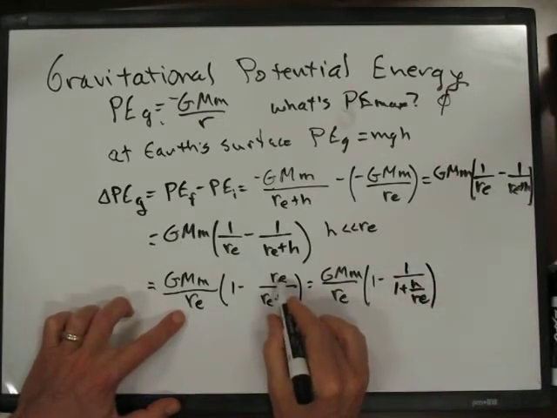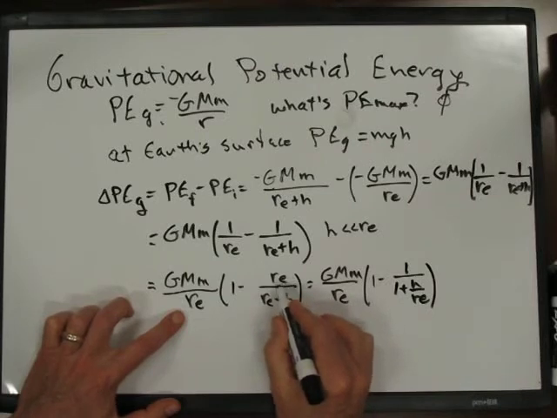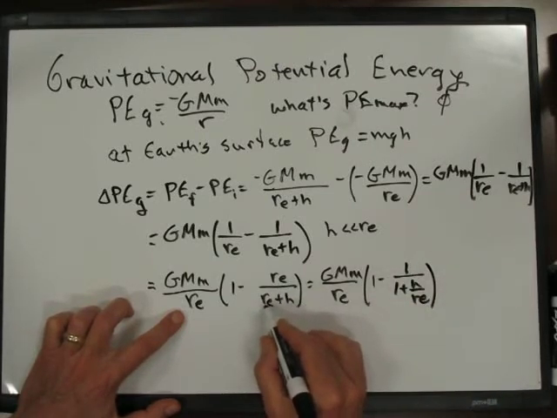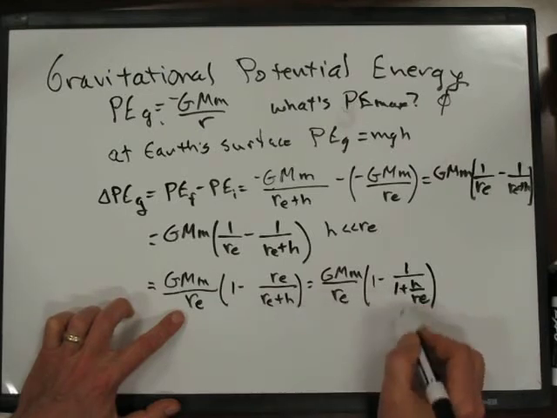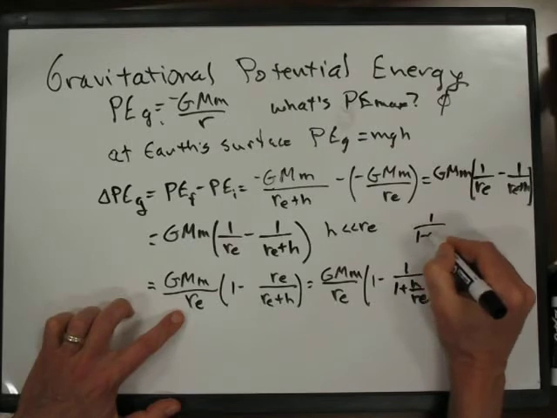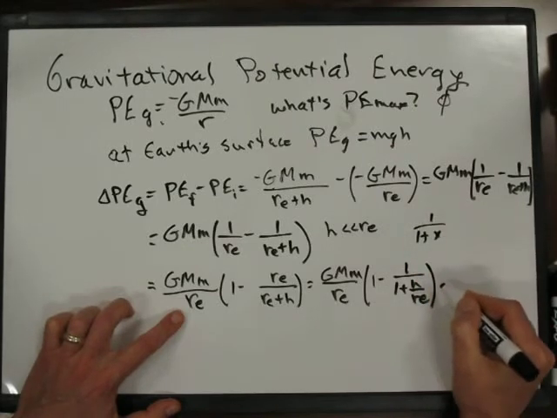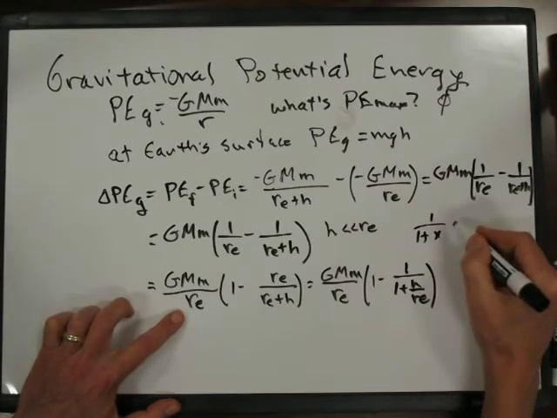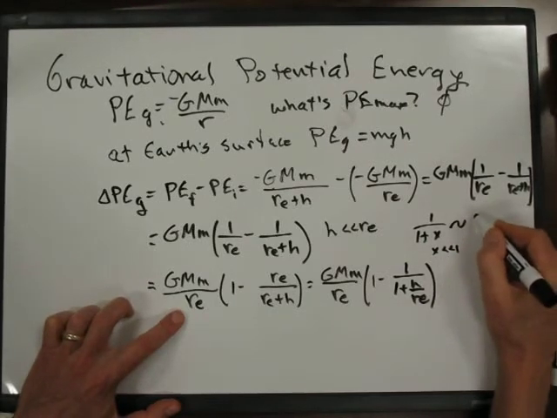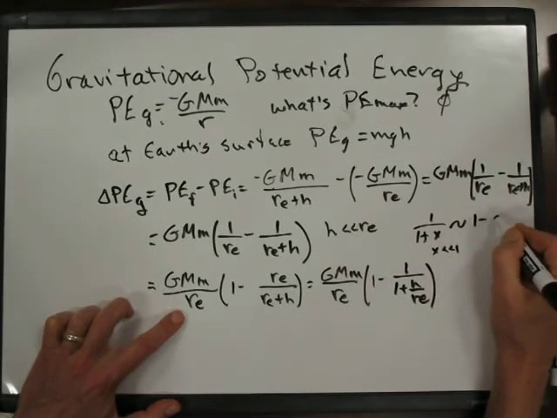That is to say, for this fraction, I divided the top by RE, which is RE over RE, which gives me 1, and the bottom by RE. RE over RE gives me 1, and then plus H over RE. Well, this is 1 over 1 plus x, where x is a tiny number, right? X much, much less than 1. That's approximately equal to 1 minus x.